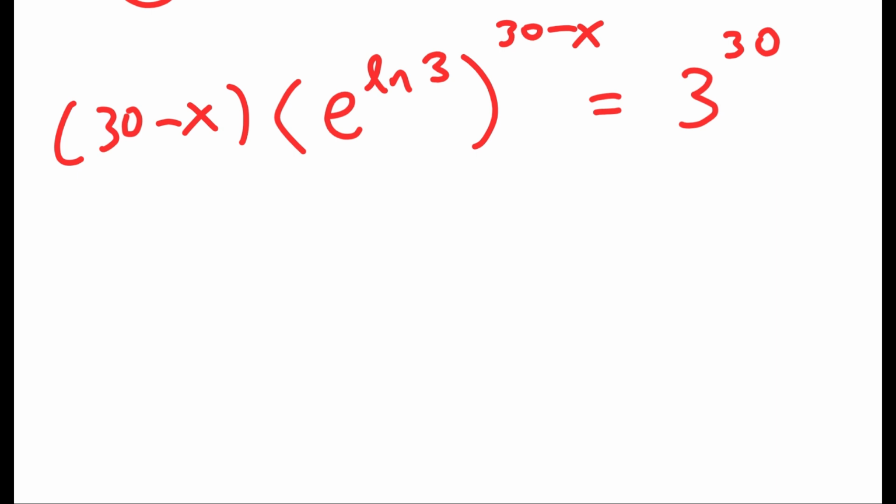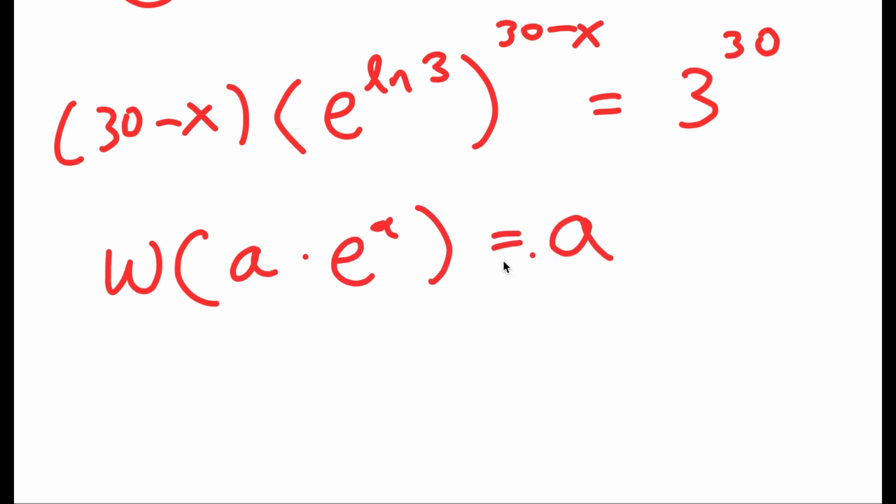Now from here, this is actually something important that you should know about logarithms: if I take the W Lambert function of something in the form a times e to the power of a, this is equal to a. So the W Lambert function is actually a very useful function in cases like these, where when something's so complicated, we can just make it more simplified.